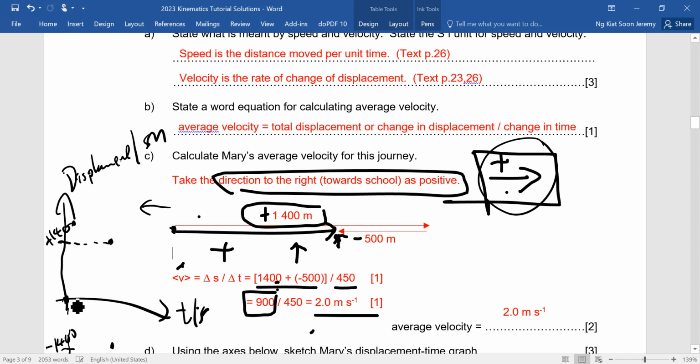So I know straight away that after some time I will start from this position and end up at this position. The question is, does my graph look like A, B, or C? There are only three options to go from here to here. You're either this type of curve, a straight line, or this type of curve.